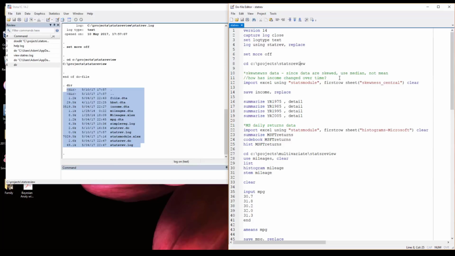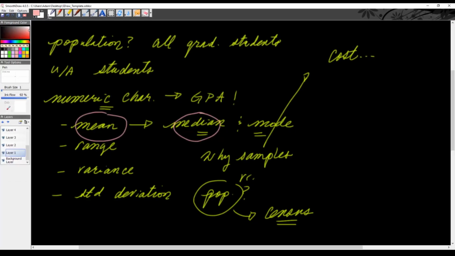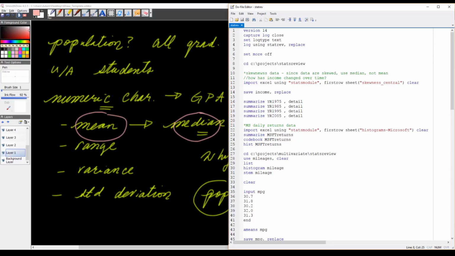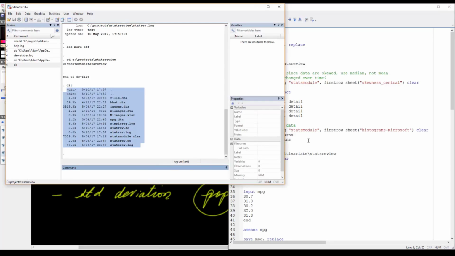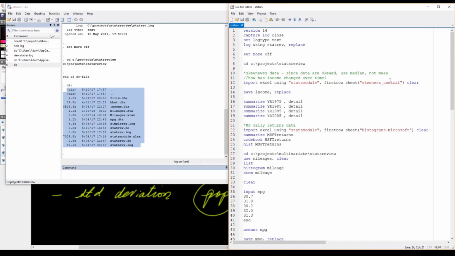I'm going to import some data, but first let me just re-emphasize the point that I'm going to make. There are times when we use the median instead of the mean to learn more about the data under analysis. When do we do this? We do this when the data are highly skewed. So let me import this data.